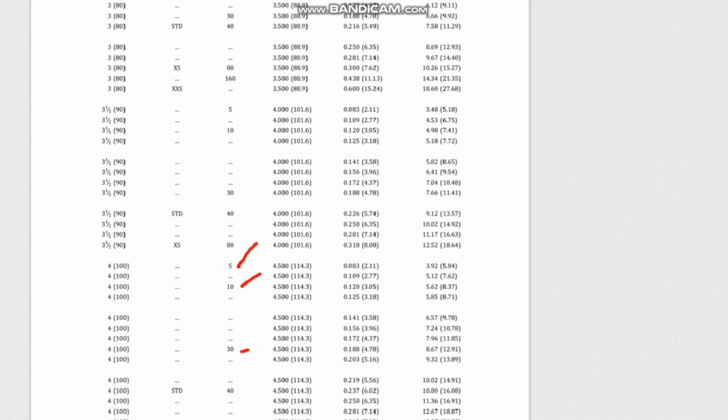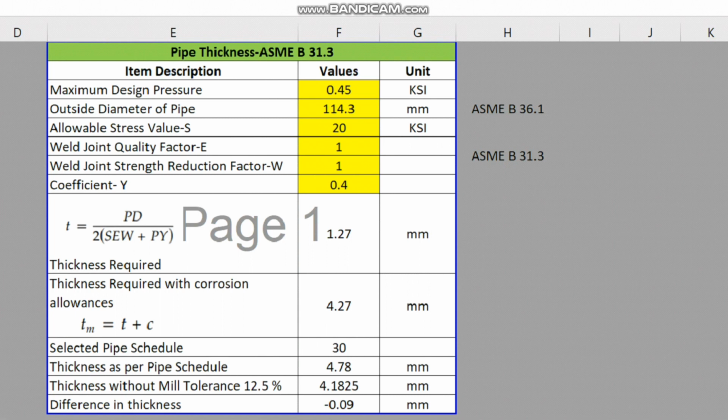So in our case, we need the thickness of 4.27 mm. So 4.27 mm falls between these two. So the next nearest available schedule is schedule number 30. We can see 4.78. Okay, we have 4.27 mm. The next available schedule is schedule 30 only. So that will be 4.78 mm thickness. So here I selected pipe schedule 30 and the thickness as per the schedule is 4.78 mm.